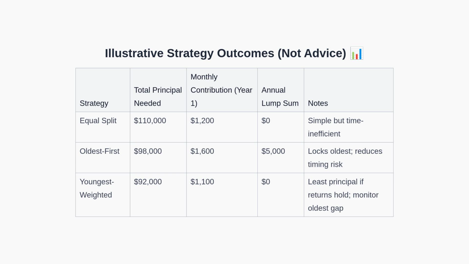The youngest weighted method could reduce principal further to around $92,000, given favorable compounding over more years, but it increases the risk of a funding gap for the oldest child if markets underperform. These numbers are examples only. Your results will vary and should be calculated in your custom model.